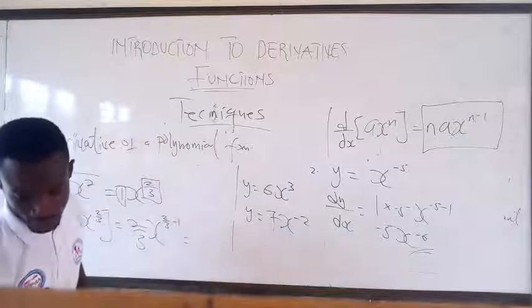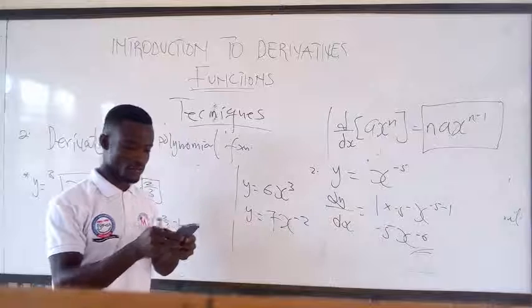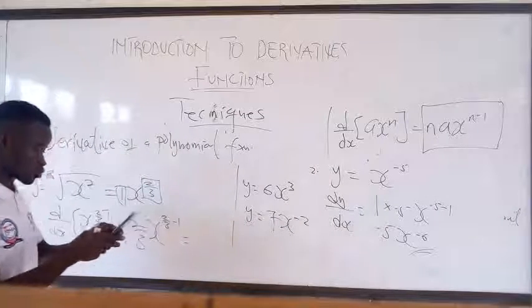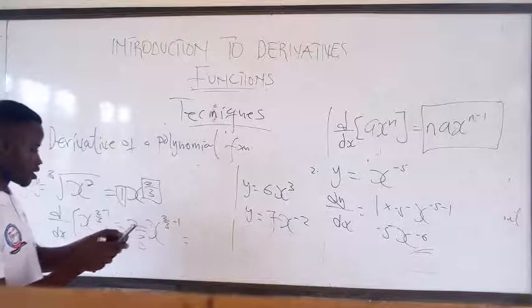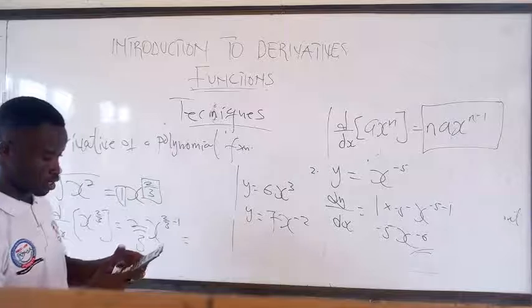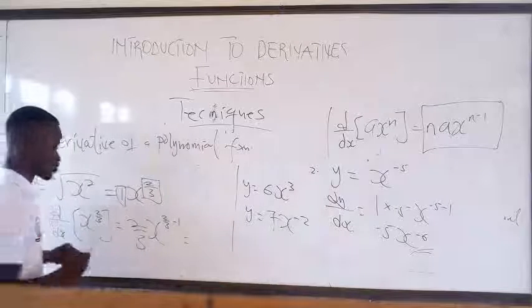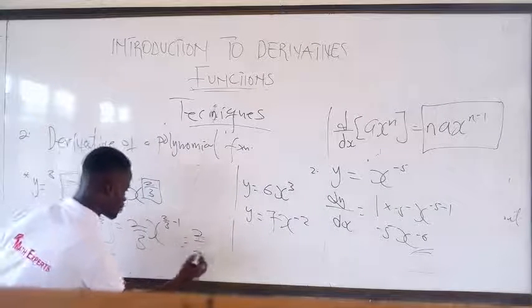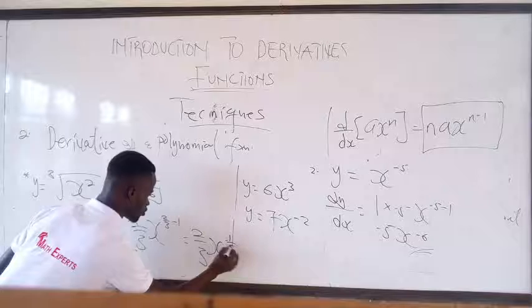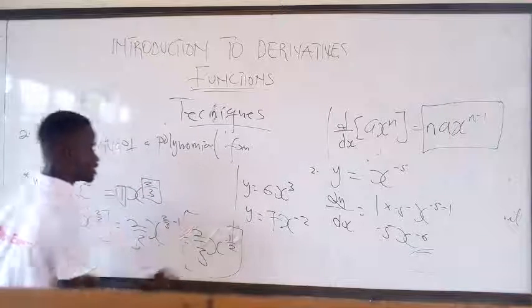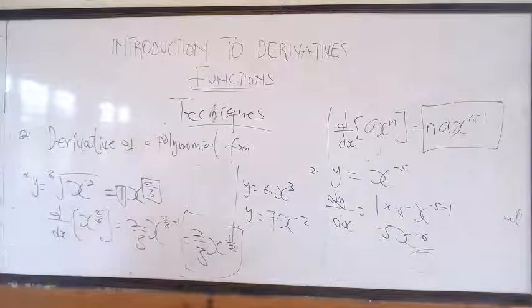Actually, I always tell you that I don't believe myself, so I take my calculator. 2 over 3 minus 1. That will be negative 1 over 3. So 2 over 3 x to the power negative 1 over 3. So that will be the result for that.